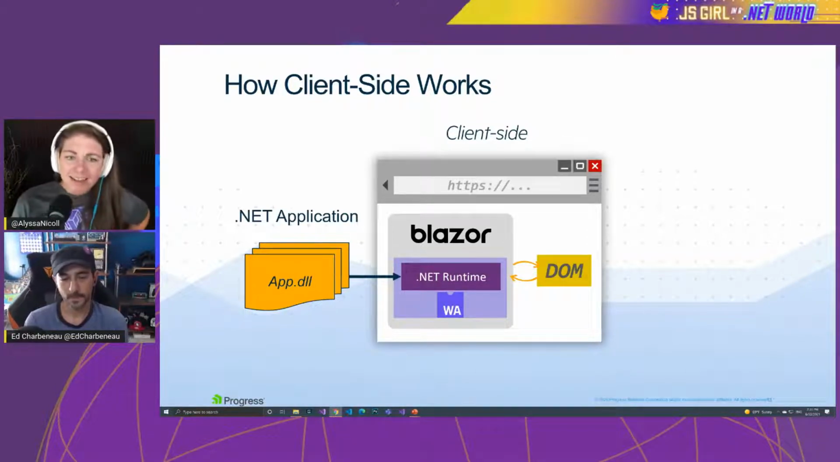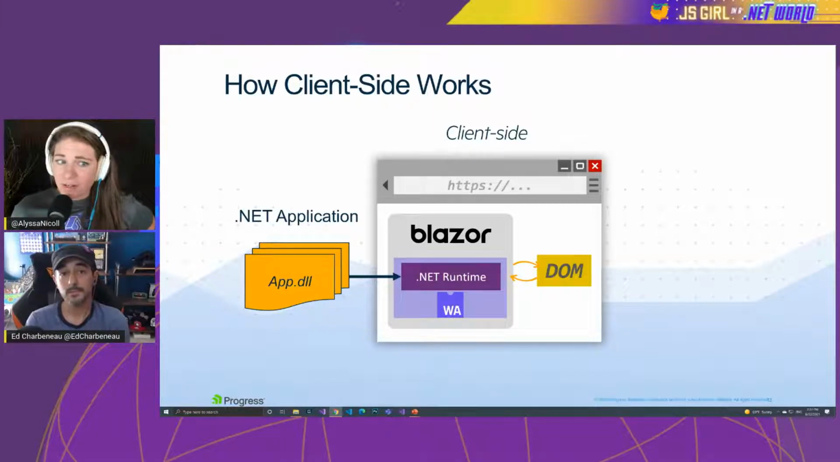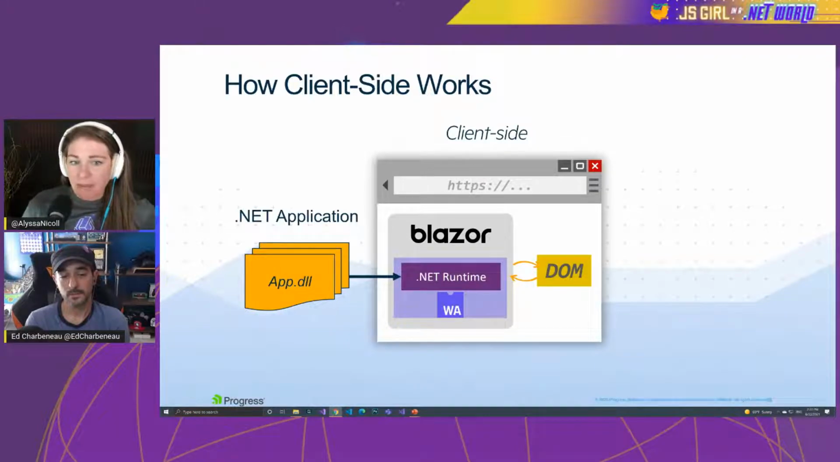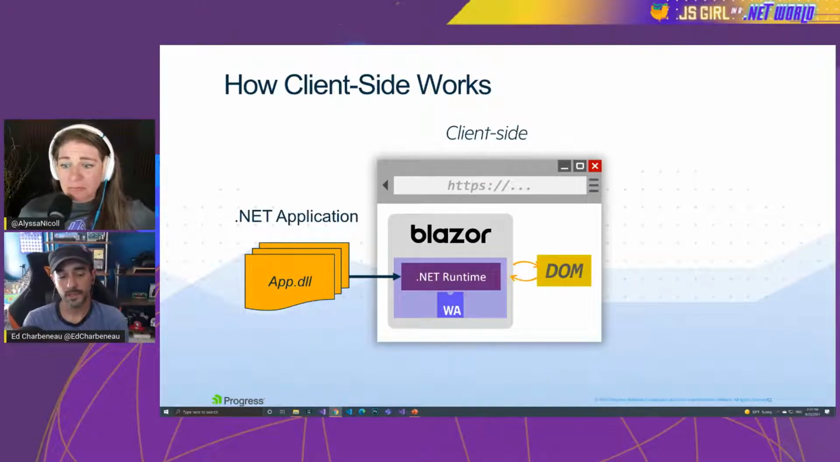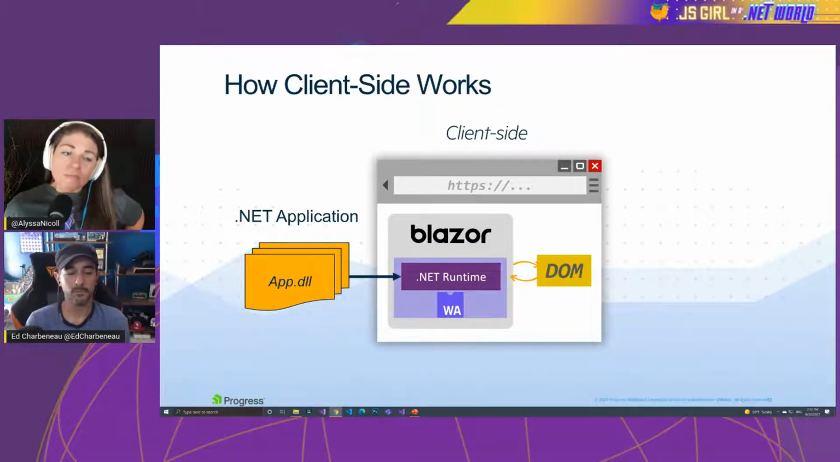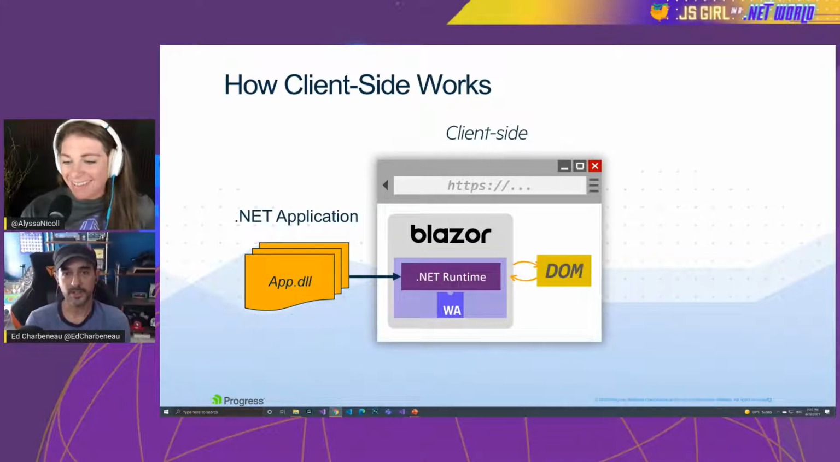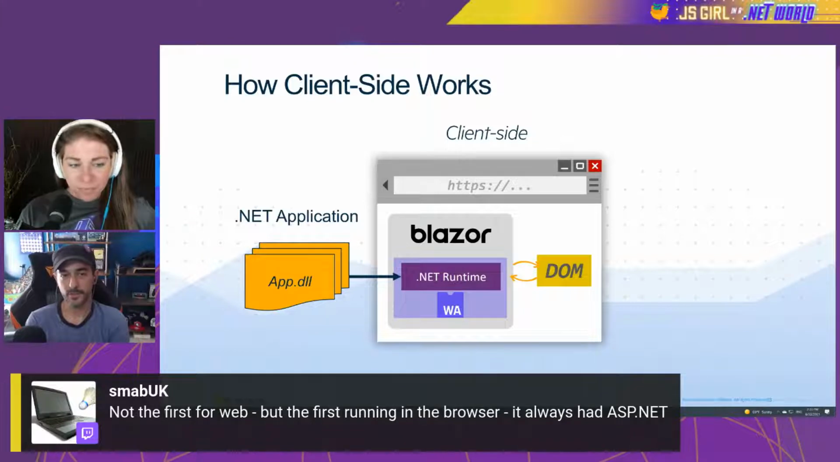Okay, I see. So this actually is the first thing that has the .NET runtime in the web. You could run web applications from the server before, but you couldn't run client-side code. So you'd run .NET to generate HTML on the server, hand that down to the browser, and then you'd rely on something like jQuery.